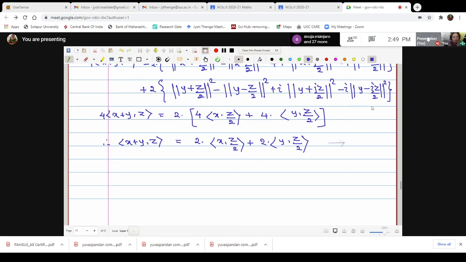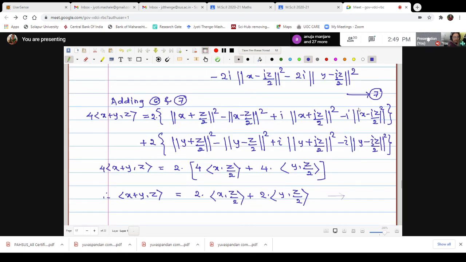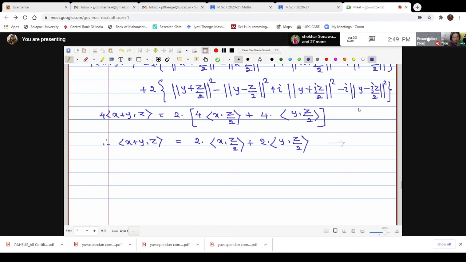What's the number we have used? 7 we have used at last. Therefore this will be 8. Now in order to find out the actual result in equation number 8, we will put x and y as 0, x equals 0 and y equals 0, respectively.